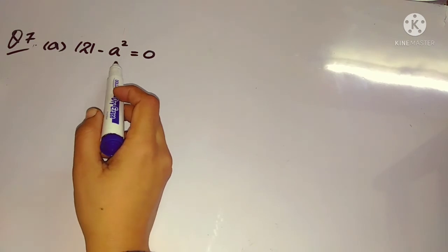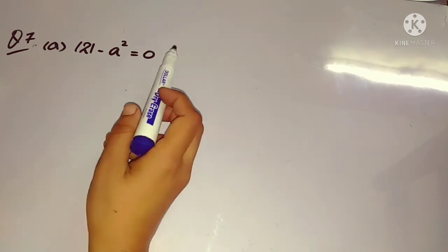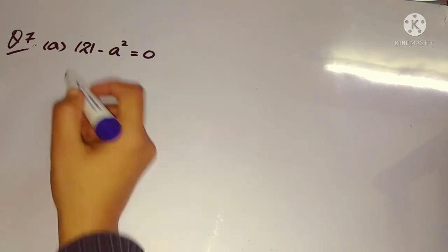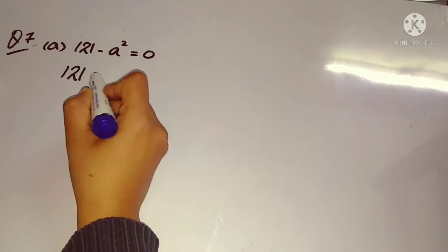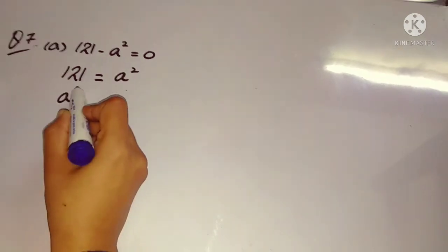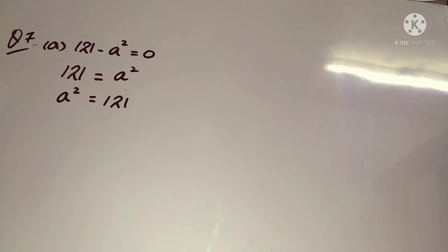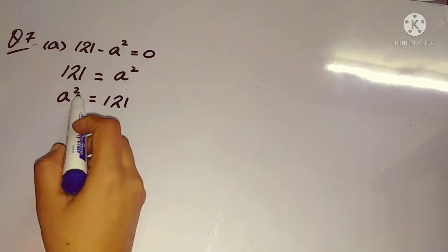As you can see, a squared is subtracting over here, so it will go to that side. It will be added to 0. So it will become 121 is equal to 0 plus a squared, which would be a squared. So a squared is equal to 121. Students, as we have to find out the value of a, we don't need this square.